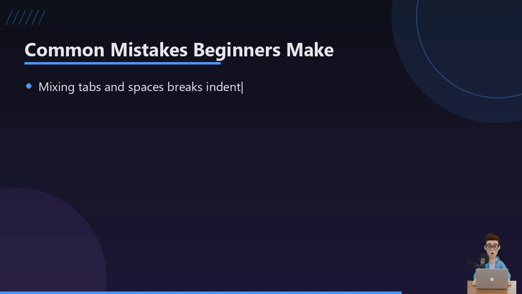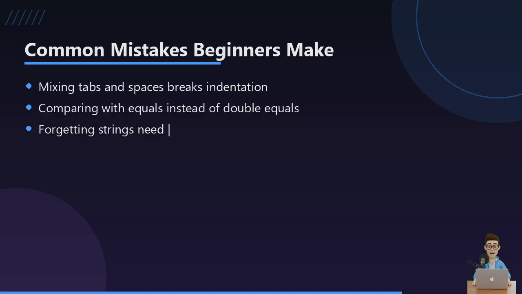I shipped the off-by-1 version of a loop once. It skipped the very last item in a report on a Friday deploy, never again. Two other classic traps: using a single equal sign when you meant to compare with double equals, and forgetting that text needs quotes around it or Python thinks it is a variable name. Honestly, everyone hits these at least once, so do not feel bad, just learn to read the error message carefully.